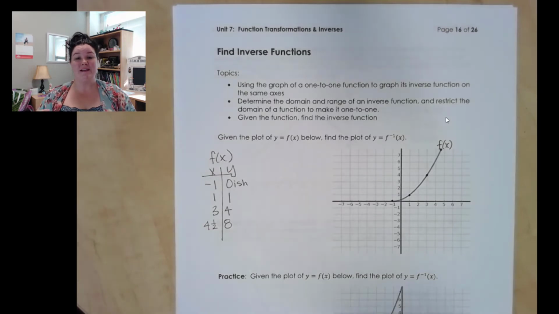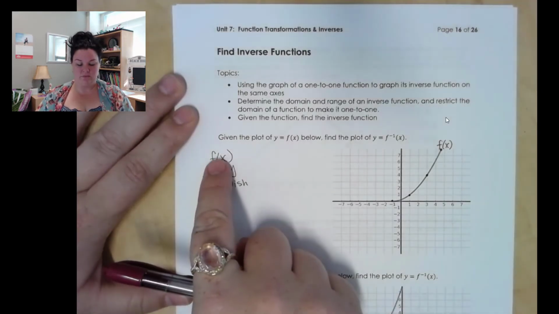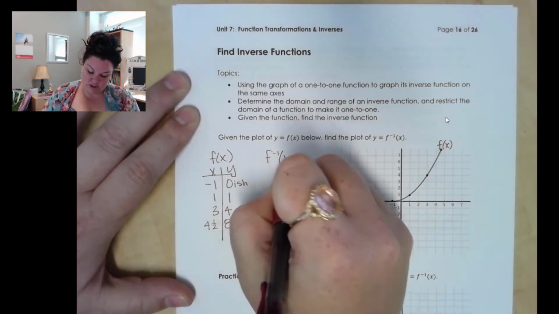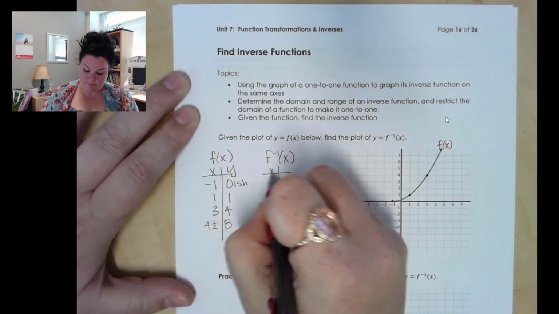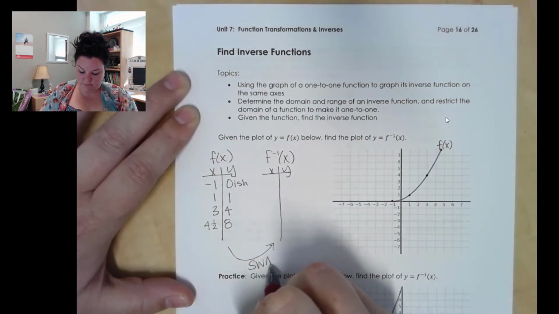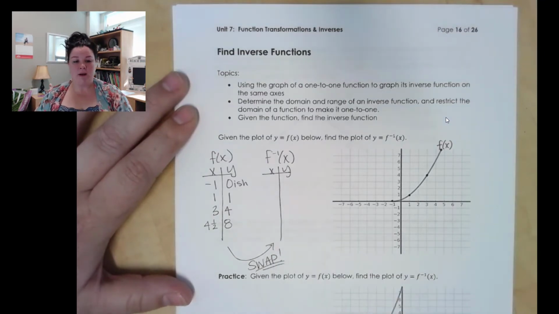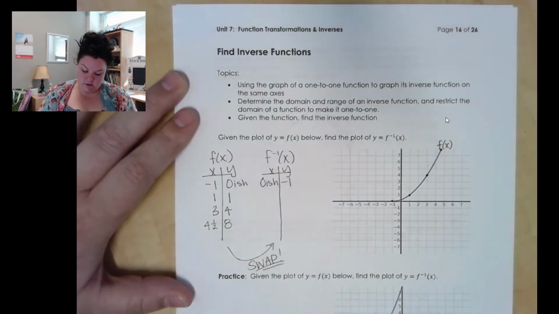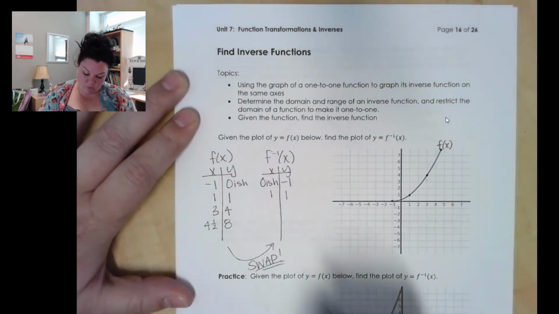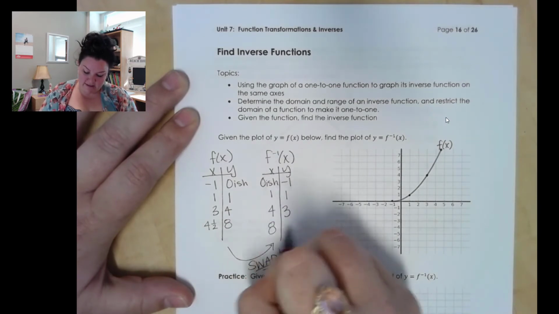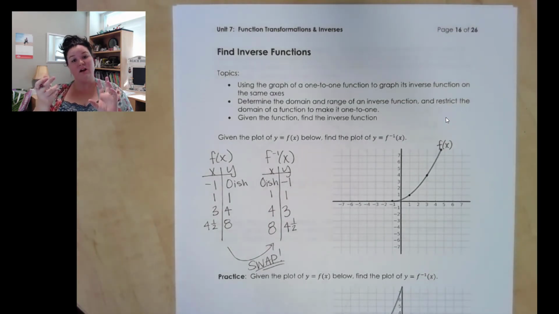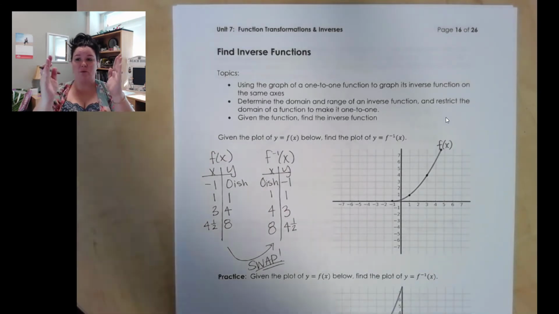So we're going to use that same idea that if our original function sends an x to a y, then if we want to graph our inverse function, all we have to do is swap our ordered pairs. So when we swap them, now we have y's, like 0-ish, going to -1. We have 1 going to 1. We have 4 going to 3. And we have 8 going to 4.5. So that's how we can plot the inverse, just by reversing our ordered pairs. Notice I'm not changing signs. I'm just literally swapping x's with y's, right?